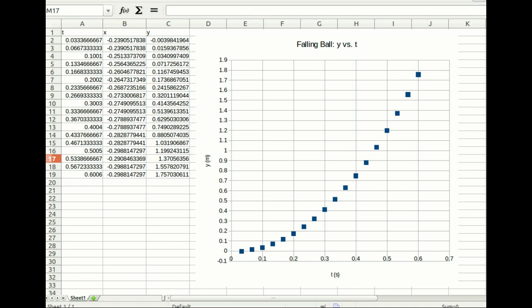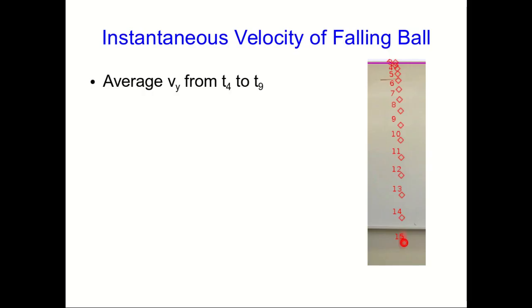I've exported the data, put it into a spreadsheet, and graphed the y versus t data, and here it is. Now that we've seen this falling ball, let's think about how to answer the same sorts of questions about it as I was asking about the circular motion right at the beginning of the lecture. So, let's think about the average y component of velocity from time 4 to time 9. The motion is nearly straight down. Let's ignore the horizontal motion and focus on the vertical. Well, we know how to do this.